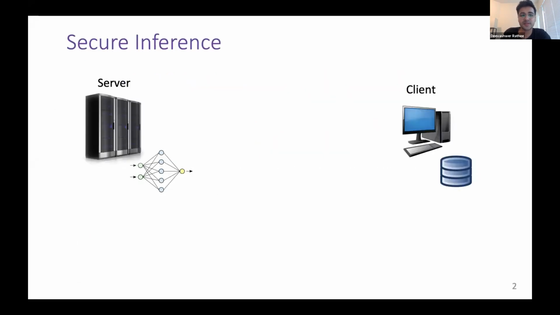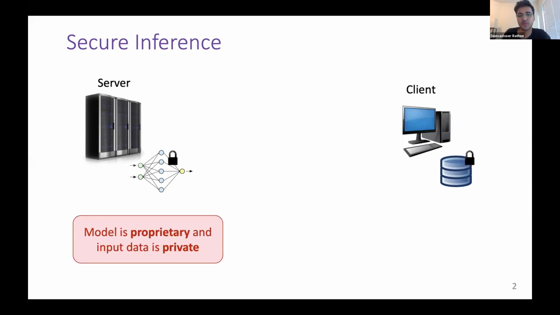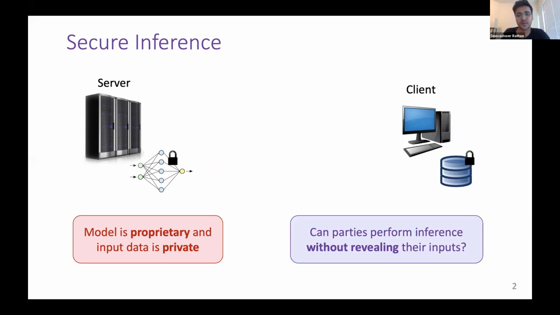So first of all, what is secure inference? Let's say there's a server with a machine learning model and a client with some input data, and they want to perform inference. That is, they want to learn the model output on the client's data. This should be straightforward. However, the model is proprietary and the input data is private, so they cannot freely exchange the information. This brings us to the problem of secure inference, which seeks to answer whether these parties can perform inference without revealing anything about their inputs.